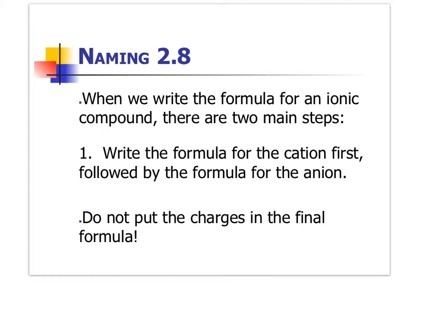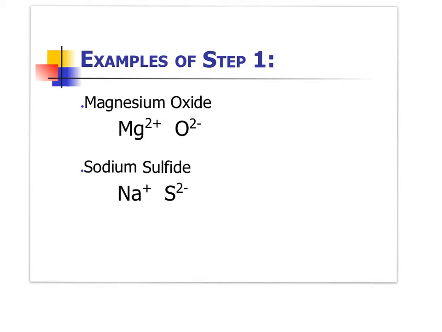One of the big things that we need to remember is that we do not put charges in the final formula. There should be no charges in the final formula because the compounds are neutral. So step one would look like this. Where do those charges come from? Well, looking at your periodic table, that's where.